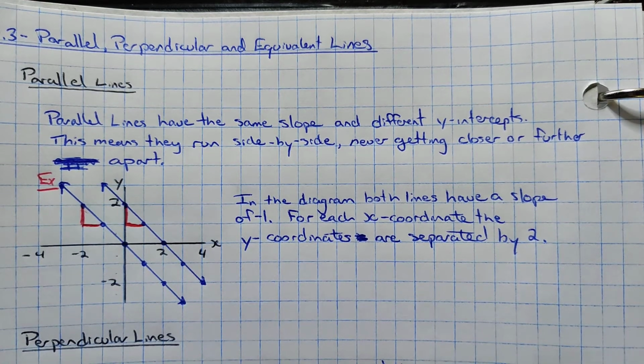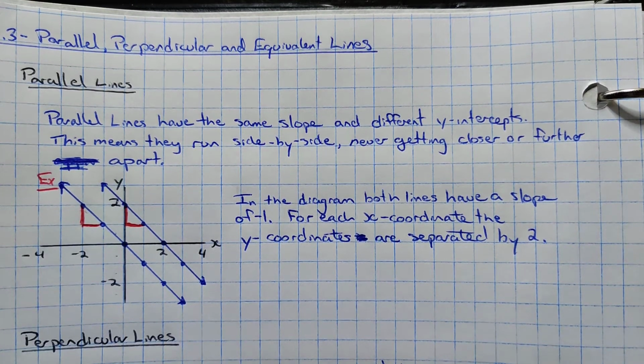In this section of the review, we are looking at parallel, perpendicular, and equivalent lines. You may not have explicitly talked about equivalent lines in grade 9, but they're there, they're easy. Once you know parallel lines, you'll get equivalent lines pretty quickly. So let's start with parallel lines.